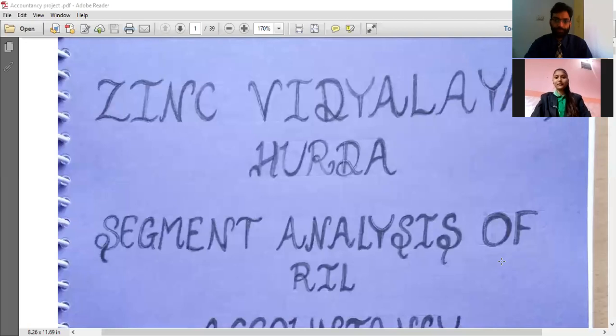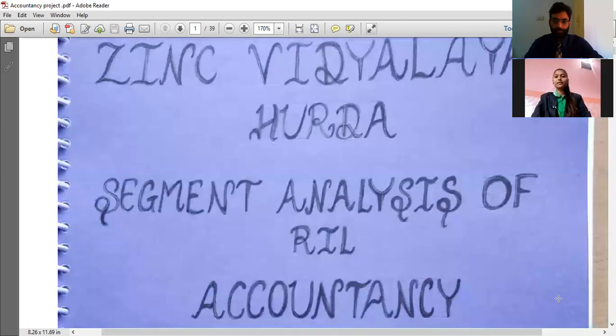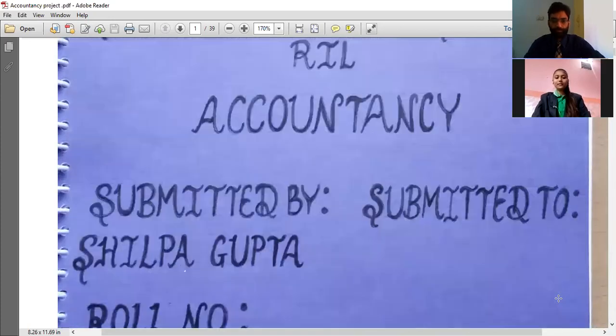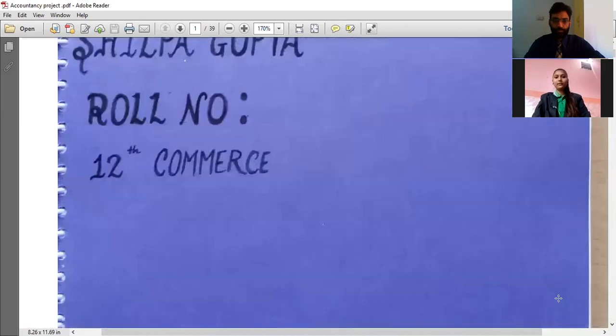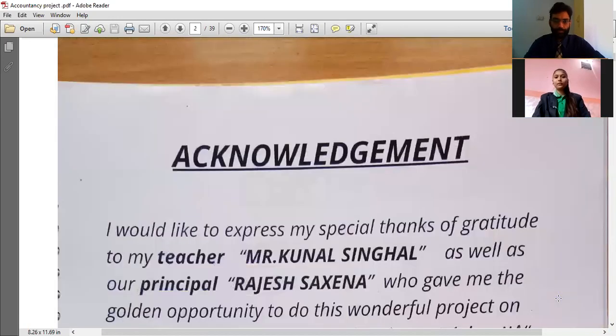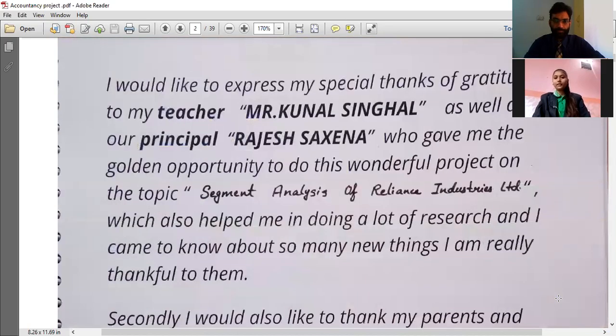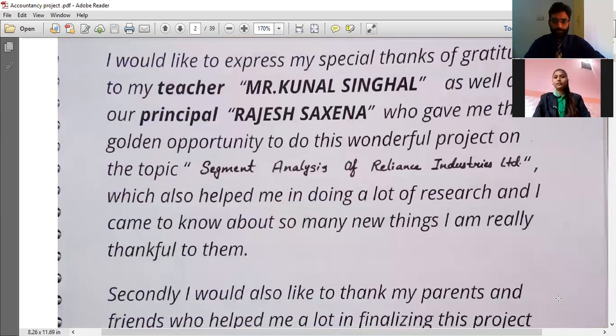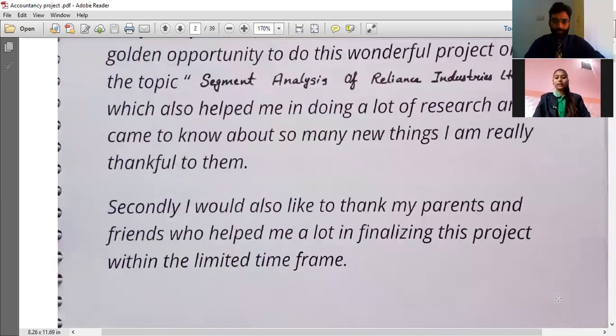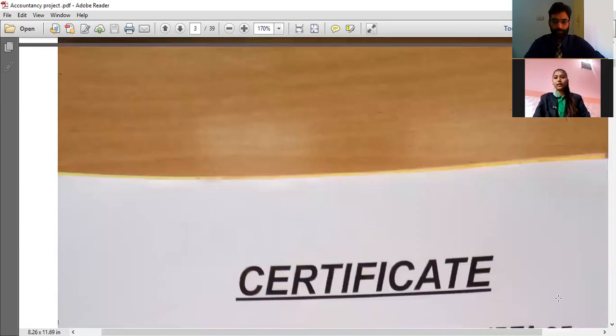So first of all, you just tell me what is the objective of this project work? Why has the board introduced this project work in your syllabus? Tell me the objective of this project. Sir, the main objective relating to this project is that students interact with the practical world. Whatever is written in the book, is it applicable in the real world or not? And another objective is to compare the segments of the company on the basis of profit, revenue, and capital employed, so that the company can know which segment is performing well or not.